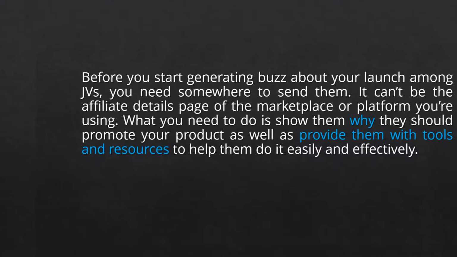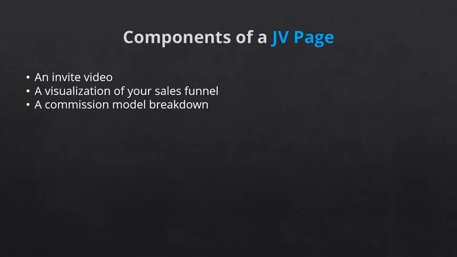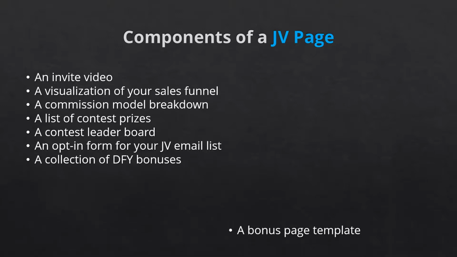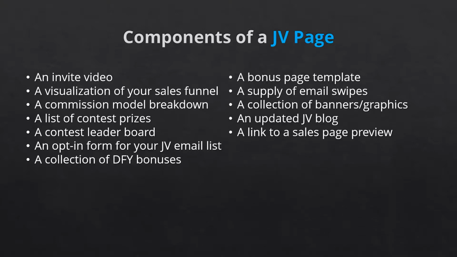A JV page should ideally have the following components: an invite video, a visualization of your sales funnel, a breakdown of your commission model, a list of contest prizes, a contest leaderboard, an opt-in form for your JV email list, a collection of done-for-you bonuses, a bonus page template, a supply of email swipes, a collection of banners and graphics, a JV blog, a link to a sales page preview, and a prominent affiliate sign-up button. Let's take a look at each of these more closely.